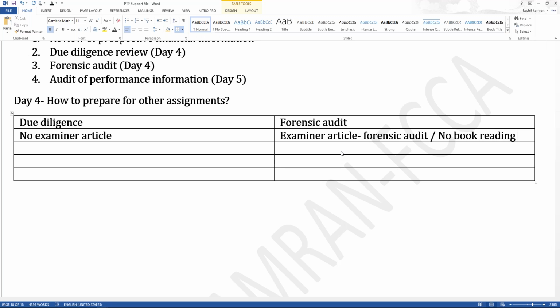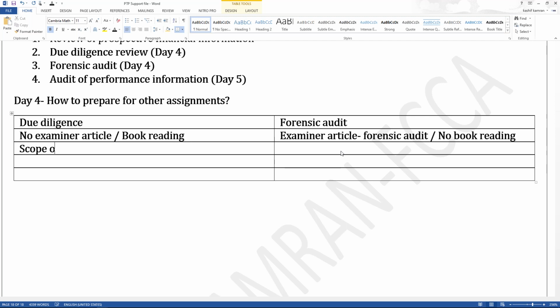But when you look at due diligence, obviously there is no article, so the knowledge you need to take will come from book reading. So you have to read the chapter on due diligence from either the BPP book or the Kaplan book, whichever you are following. So you have to go down into book reading. That's number 1. Now, once you know due diligence from a book reading, and once you know the forensic audit from the examiner article, and you have a clear mindset about what is a due diligence and what is a forensic audit, then you need to see what is the scope of this in your exam paper.